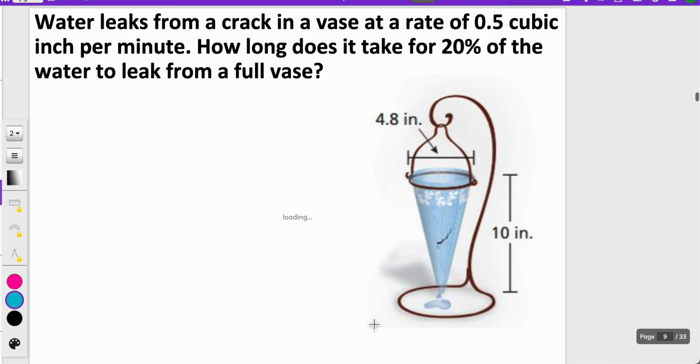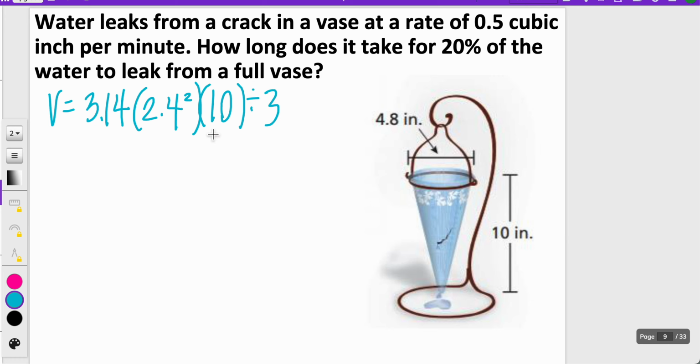Last up, water leaks from a crack in a vase at a rate of 0.5 cubic inches per minute. How long does it take for 20% of the water to leak from the vase? So the first thing we've got to find is the full volume. So volume is pi times radius squared. So it's not 4.8, it's going to be 2.4 as my radius, times height, and then divide that by 3. That is going to give me 60.288 cubic inches, okay?